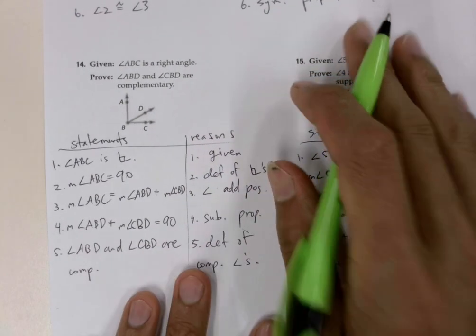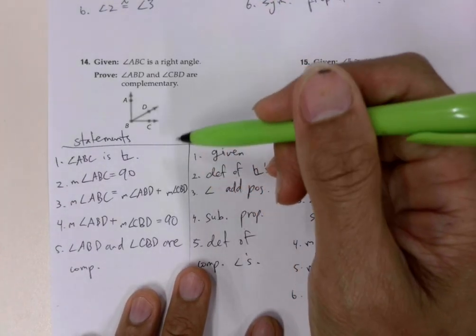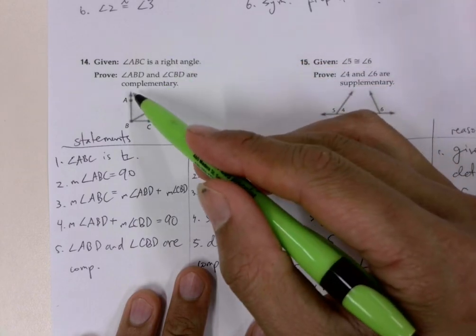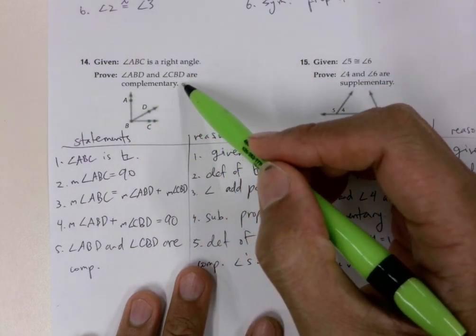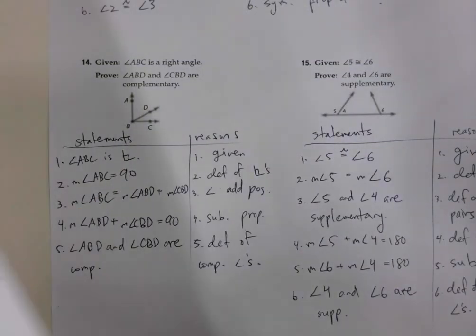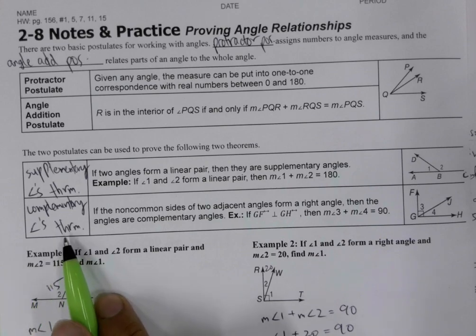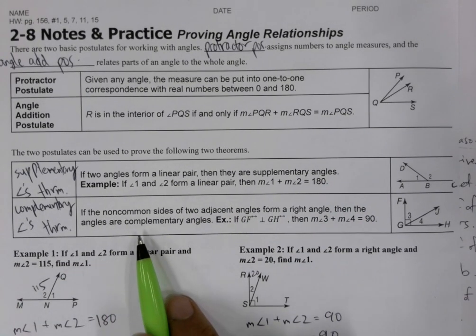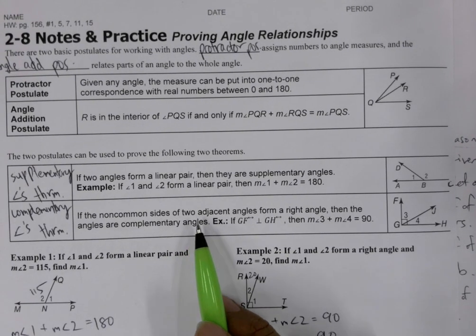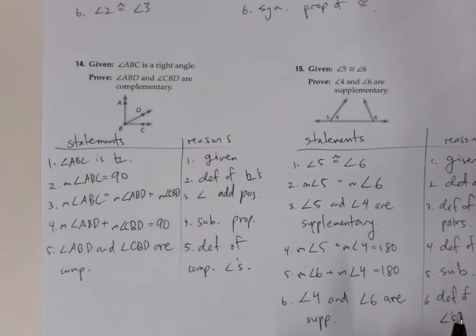And then here for number 14, what do we start with? That the entire angle is a 90-degree angle, and we need to prove that ABD and CBD are complementary, right? And so how do we prove they're complementary? We need to use the complementary angles theorem. And what is the complementary angles theorem? It states that if two non-common sides form a right angle, then the angles are complementary angles.